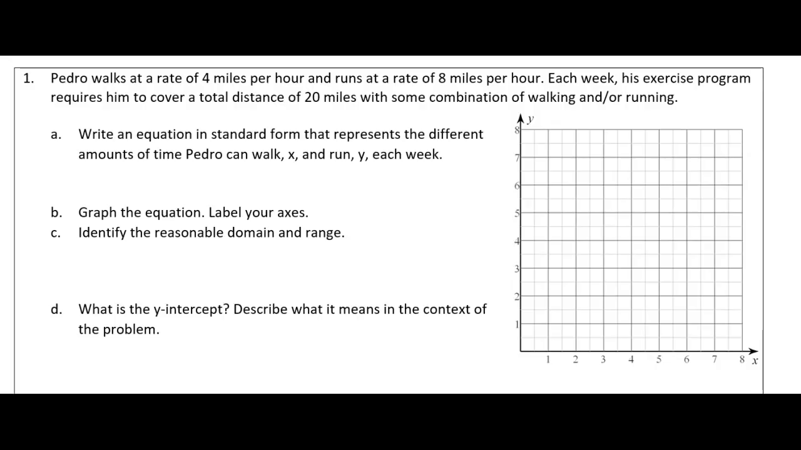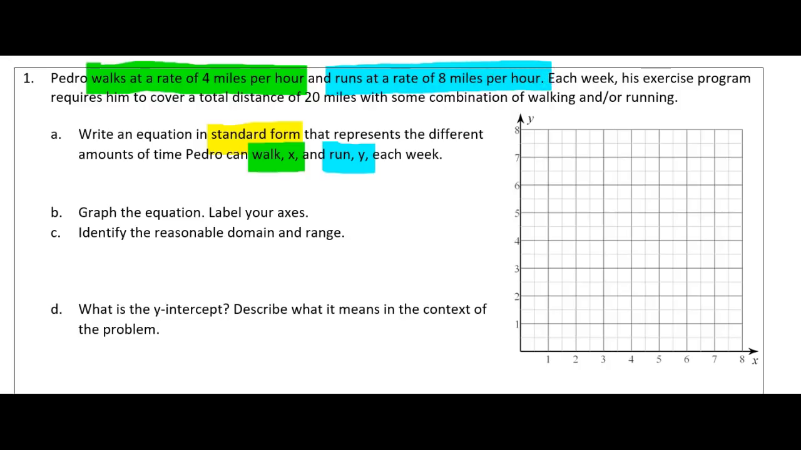Okay, so important information here. We're going to write this in standard form. We know that the walking is represented by x and that the running is represented by y. So when I go back to the problem, I know that he walks at a rate of 4 miles per hour and that he runs at a rate of 8 miles per hour. And then each week, he needs a total distance of 20 miles.